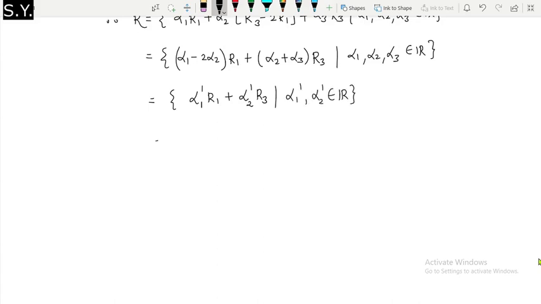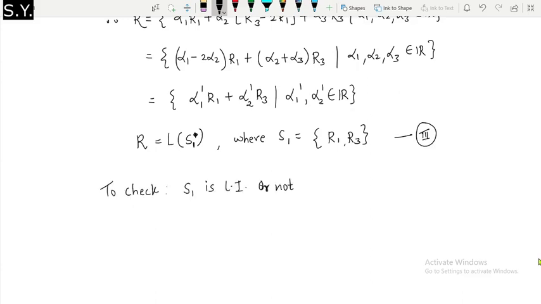Now this is equal to linear span of S1. My left hand side is R, where what is our S1? Where our S1 is now containing only two vectors, that is R1 and R3. Okay, so I'll call it as sum 3. Now to check linear independence of R1 and R3, I leave it to you. You can easily see that you'll get this R1 and R3 to be linearly independent. You can do it on your own.